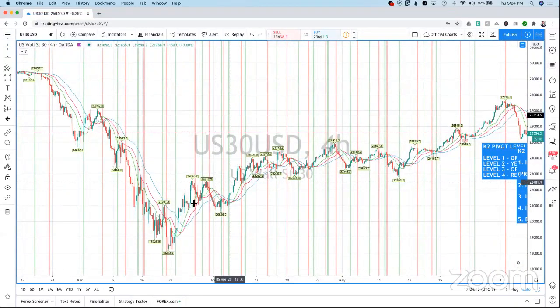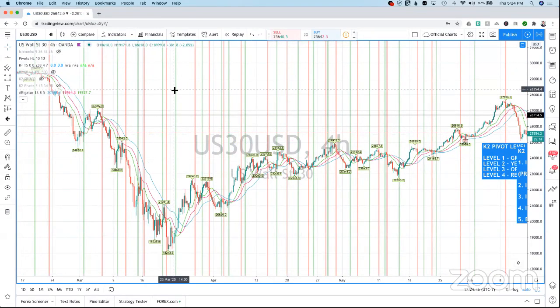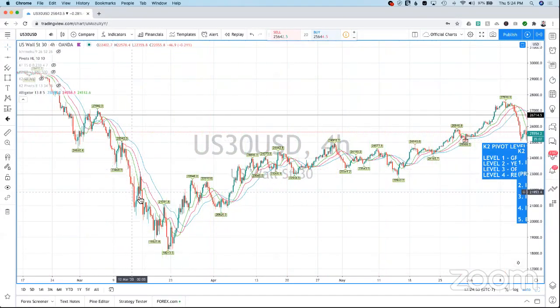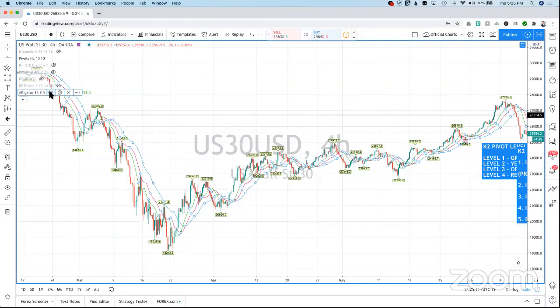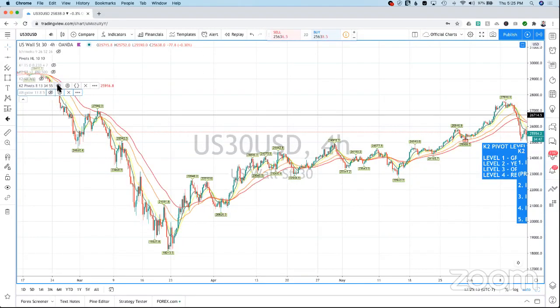So this is the alligator indicator that Sam mentioned. Let me close this so it's a lot easier. You can see right here, it looks kind of similar, but the numbers are different. Honestly, I've never even used this before. These are a lot of different numbers that I don't even know. It's kind of weird because there are all these numbers, but there are only 3 lines. So that's the alligator indicator, and this is the K2 pivots indicator.